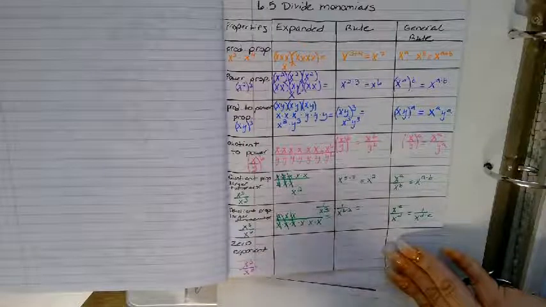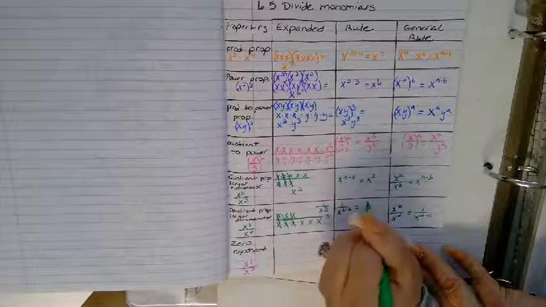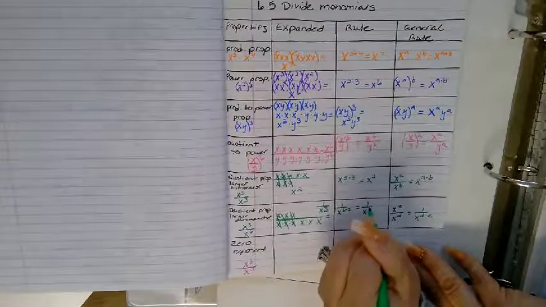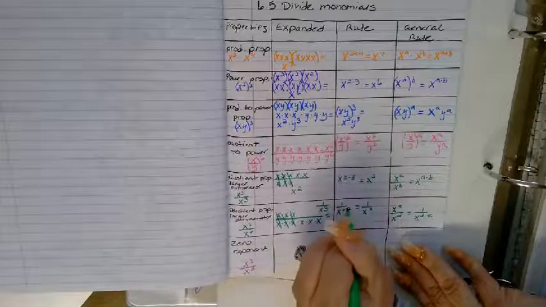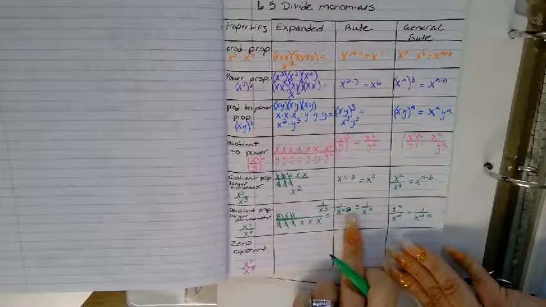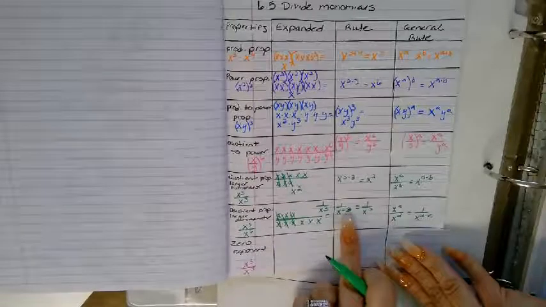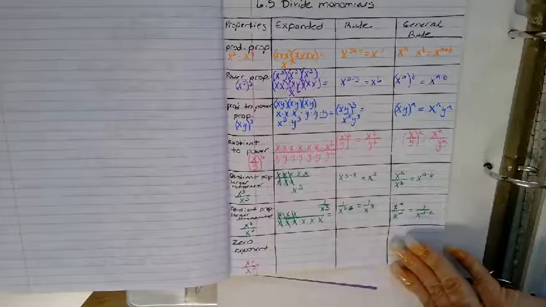And I wrote that down wrong originally, didn't I? 1 over x^3. Oops. This should be a 3. Sorry, I wrote a 2. So 1 over x^(6 minus 3) would give us 1 over x to the 3rd.